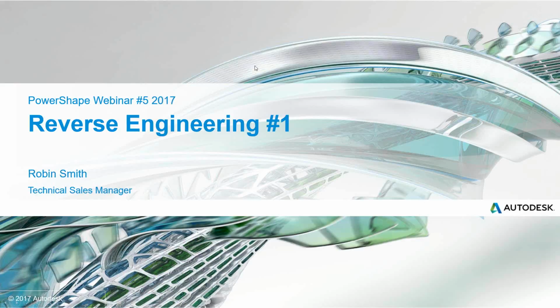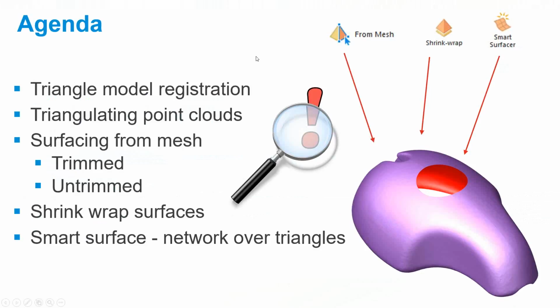And as always, there's an agenda. And on this occasion, the agenda is first of all to talk about model registration. When I travel around the country talking to people, one of the questions I'm quite often asked is how do I go about getting two sets of triangles that have been scanned of the same part that are not in the same alignment. So we'll have a look at the tools that are available there within Powershape to help us.